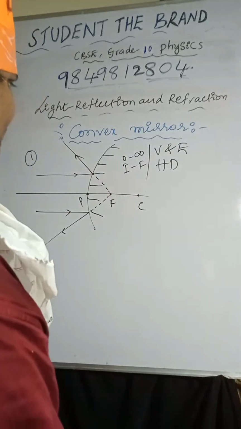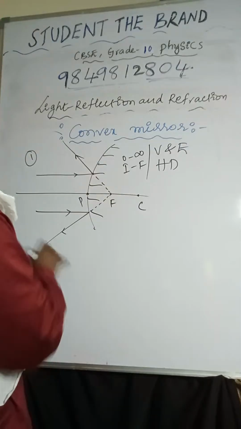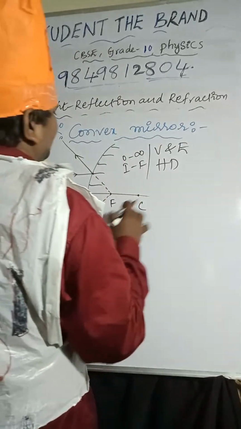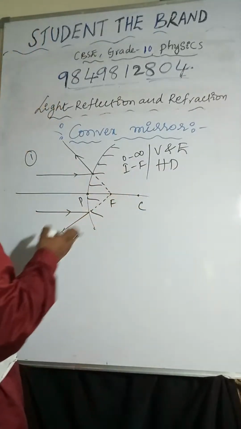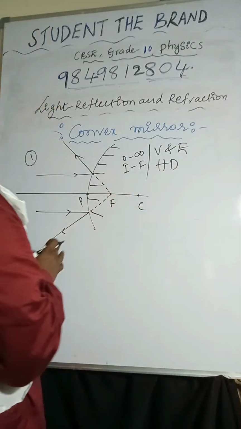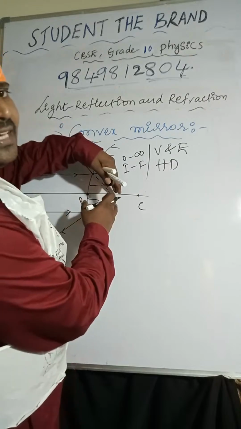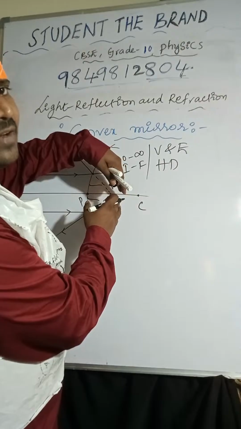Second time. Object is placed at infinity. Light rays are coming from infinity, after reflection those light rays are moving away from the principal axis. We are extending the reflected light rays. Extended reflected light rays are meeting at one point on the principal axis, that is called focus.